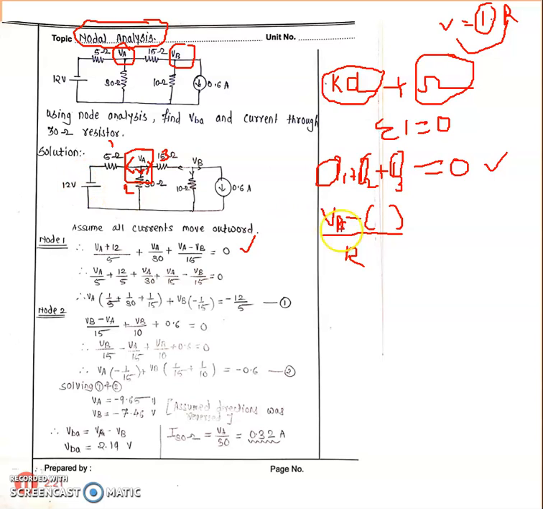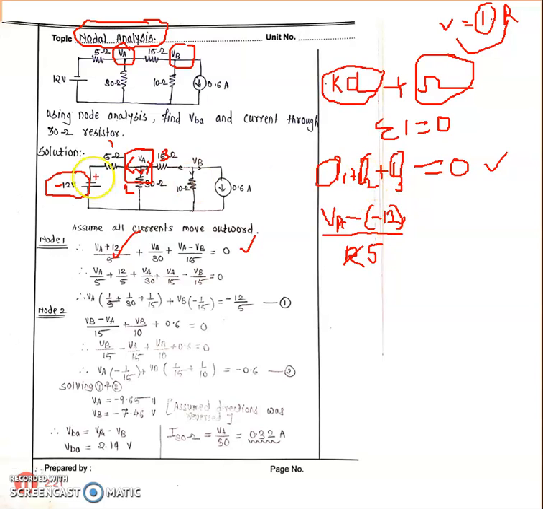VA minus, open the bracket. So what is the value? Here is a 12 volt. Which 12 volt is there, plus 12 volt or minus 12 volt? Minus 12 volt. Then substitute inside that bracket minus 12 volt. And what is the R value here? 5. Then substitute 5 in that place. That's all. VA plus 12 divided by 5.